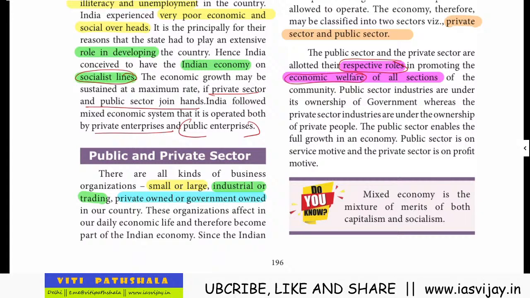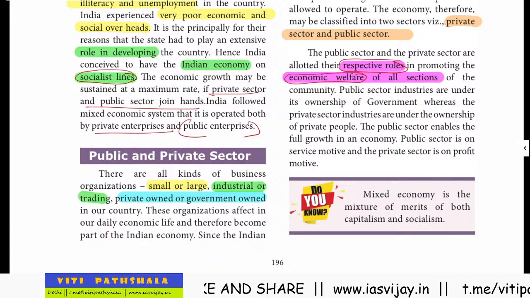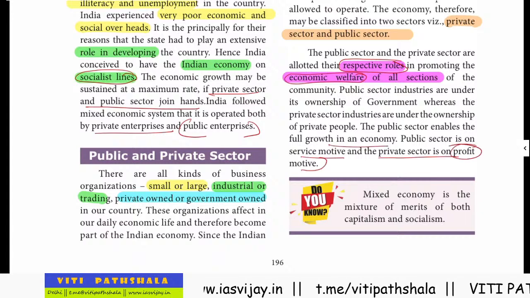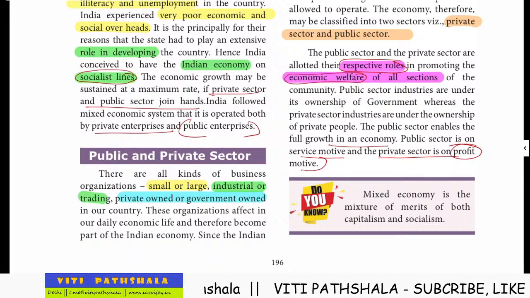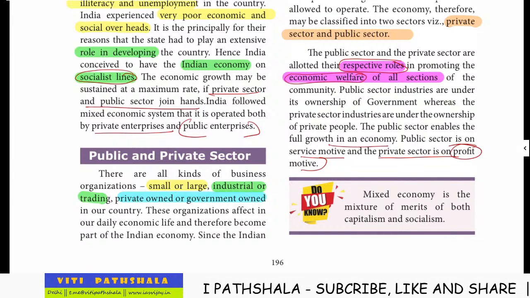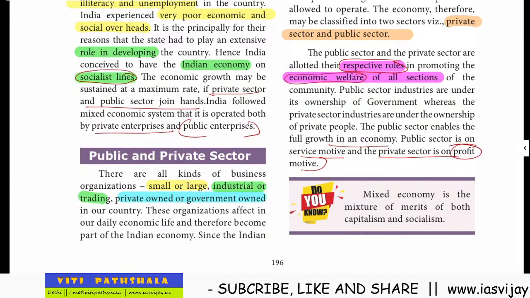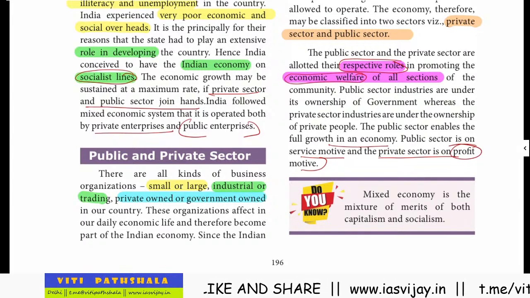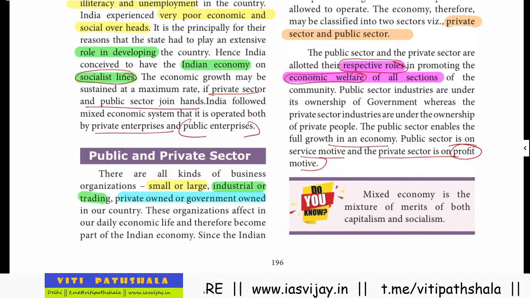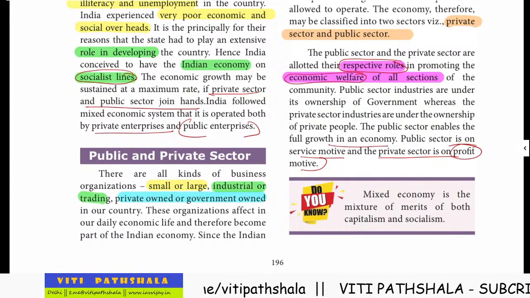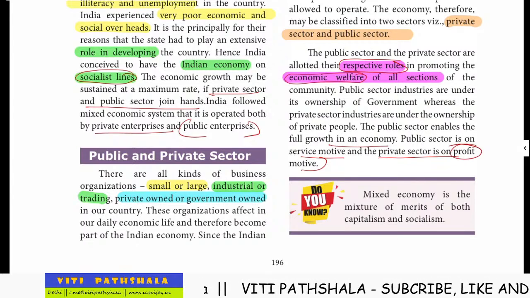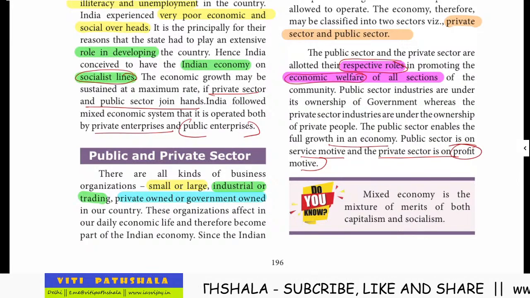Now, what happened when India got independent? We found that there were two major models. One was the US, the capitalist model or the liberal society. There, the power was in the hands of the Western world. They focused more on privatization and capitalization.